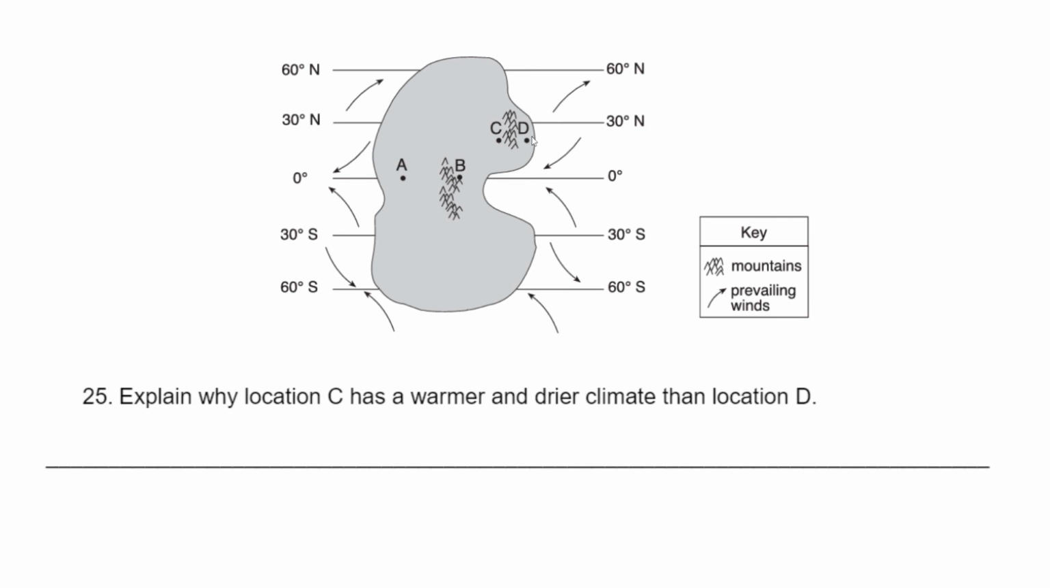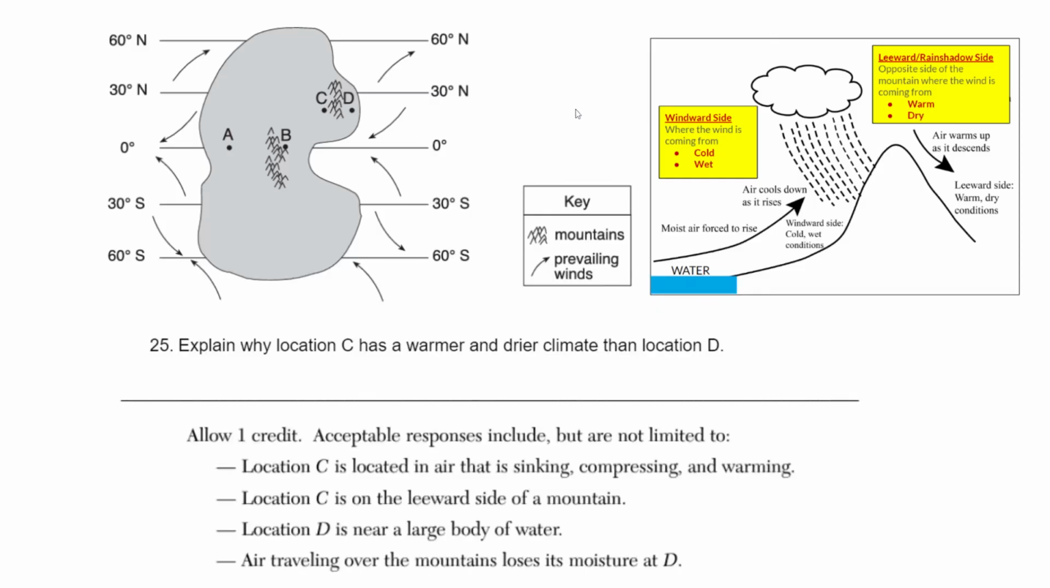And notice D is where the wind is coming from. So this must be the windward side, and then the wind blows over the mountains and sinks down to sea. And so this must be the warmer and drier side. So some of your options might be location C is located in the air that is sinking, compressing, and warming. Location C is on the leeward side of the mountain.